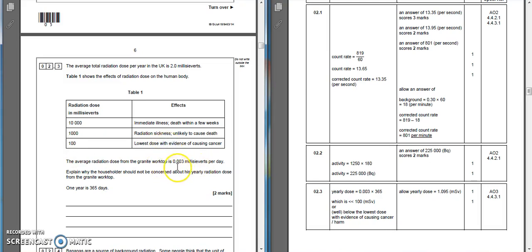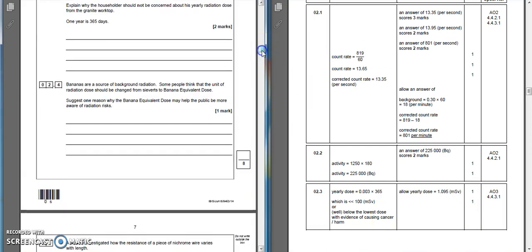So first of all, we get that 0.003 per day, and change that into years by doing 0.003 times 365. That should give you a yearly dose of 1.095 millisieverts. So that's the first mark there. Second mark then is for explaining if that is an issue or not. So 1 is going to be significantly less, 100 times less than the lowest dose which causes cancer, according to our evidence. So you'd be saying the yearly dose is 1.095, and that is significantly below the danger threshold, so this person would be nice and safe.